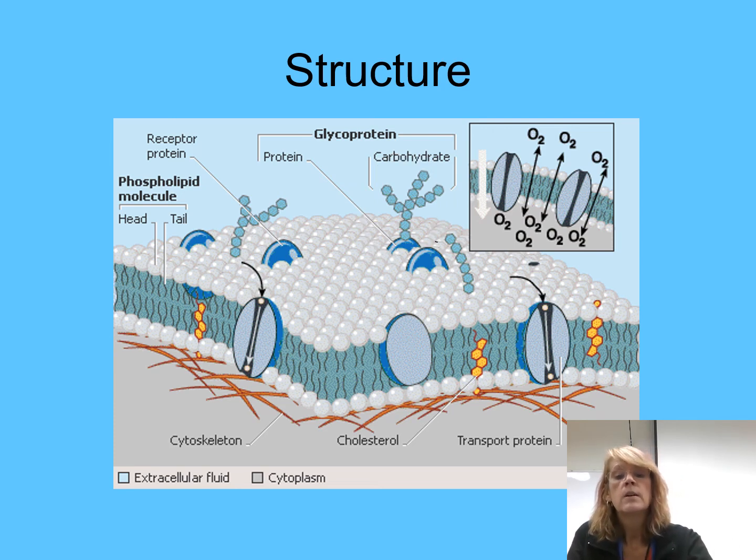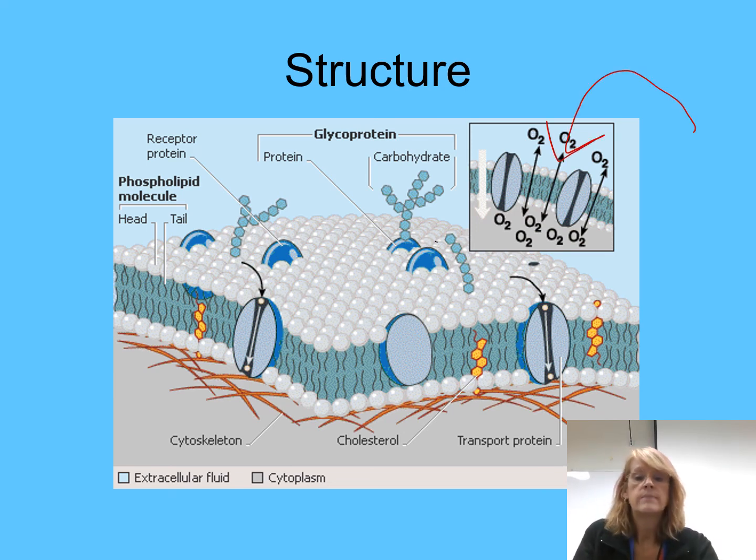But remember, when we talk about the plasma membrane, some things can go in and out whenever they want to, like oxygen. Oxygen is small enough just to go back and forth through the screen door. If you're not small enough to go back and forth through the screen door, remember, I have to open a door for you. And that's the plasma membrane.